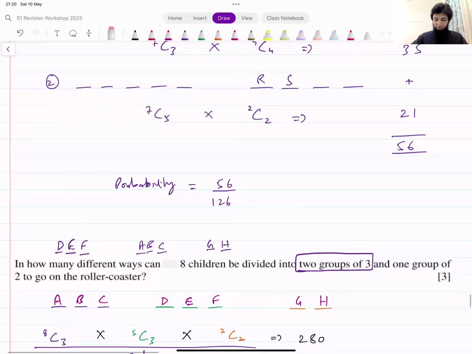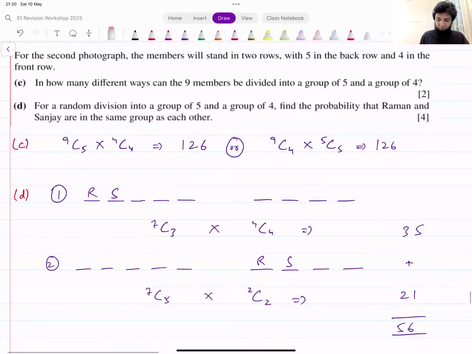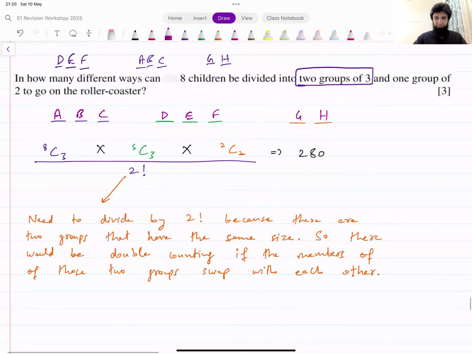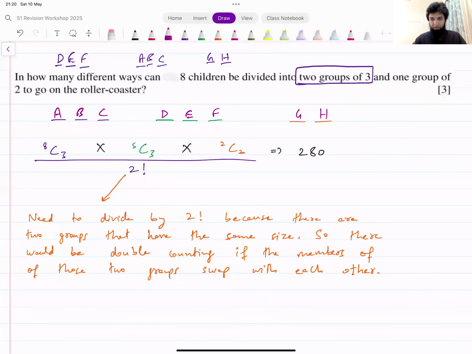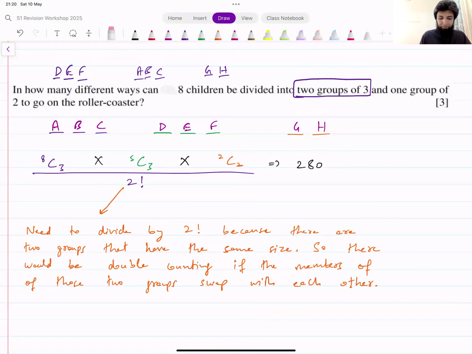In the previous example, we had one 5-member group and one 4-member group. We did not have this problem in that case. They were both different size groups. In this case, it is selection. That is why the order does not matter. The order does not matter, right? This is selection. The order should not matter.